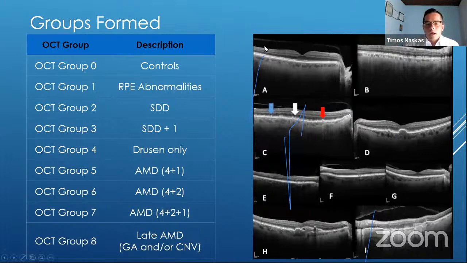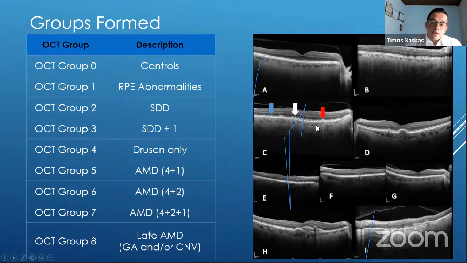So I have a few examples of the groups. In group A, this image here was considered healthy, and it was placed in the control group. In image B, I don't know if you can see it clearly, but in this area here I found some drusenoid deposits, and here as well. In this area here, they were stage 2. So this was my SDD group. In image C, I found both drusen, stage 3 drusenoid deposits and stage 2 drusenoid deposits.